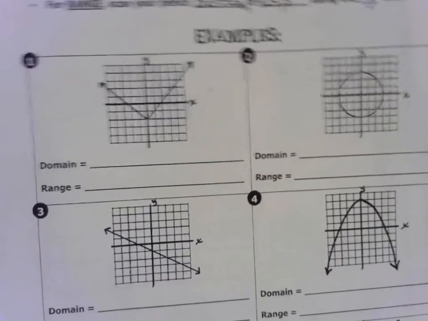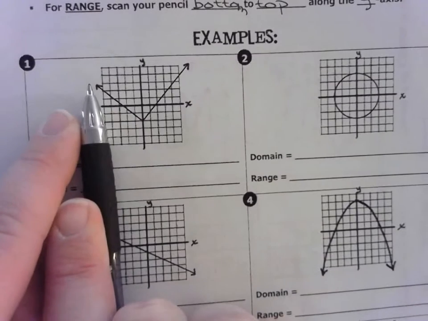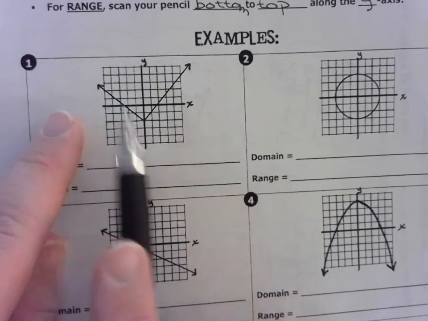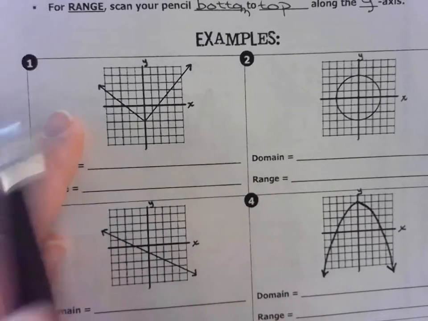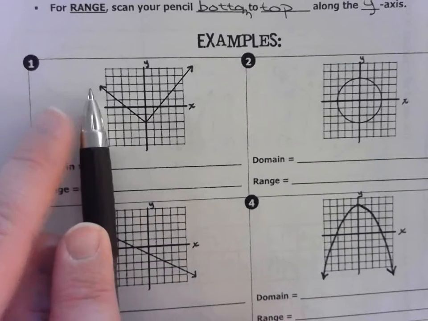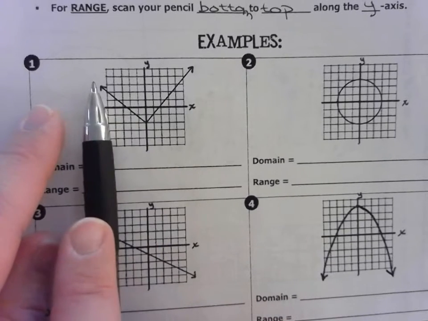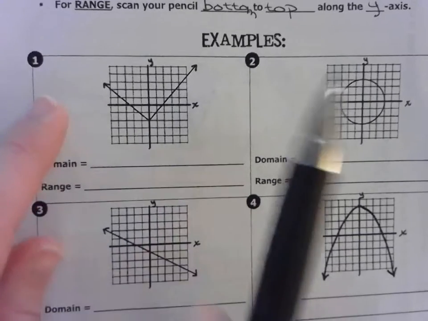So if I look at number 1, to find the domain, domain is my x value. So I start from left and I scan to the right. Now what do I notice on the ends of these, on this graph? Arrows. What do the arrows mean? Infinity. They go from left to right and they never stop. So if I look at scanning from left to right, do I have a specific starting point on the left? No. Do I have a specific ending point on the right? No, it keeps on going.